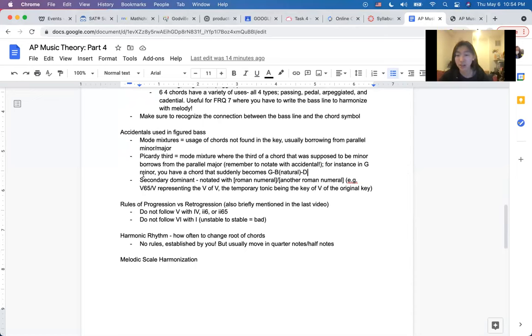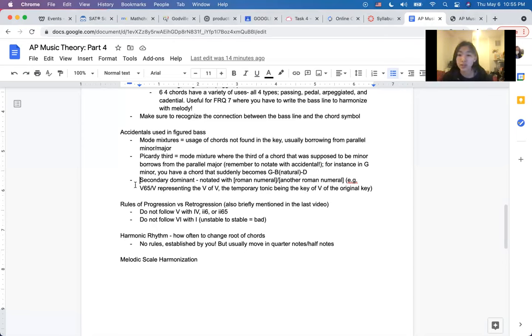Now, secondary dominants, these are also really prevalent in your free response questions. You usually see them notated as a Roman numeral / another Roman numeral, which just means that you're taking the first Roman numeral as your temporary tonic, and the other Roman numeral after the slash is how many scale degrees you're going above that temporary tonic.